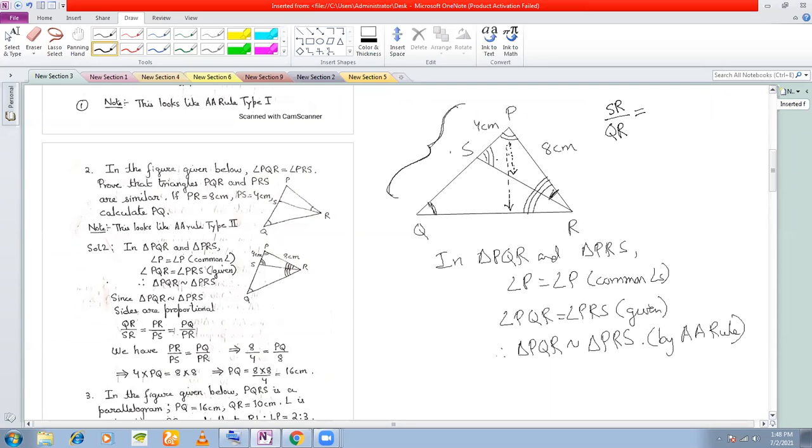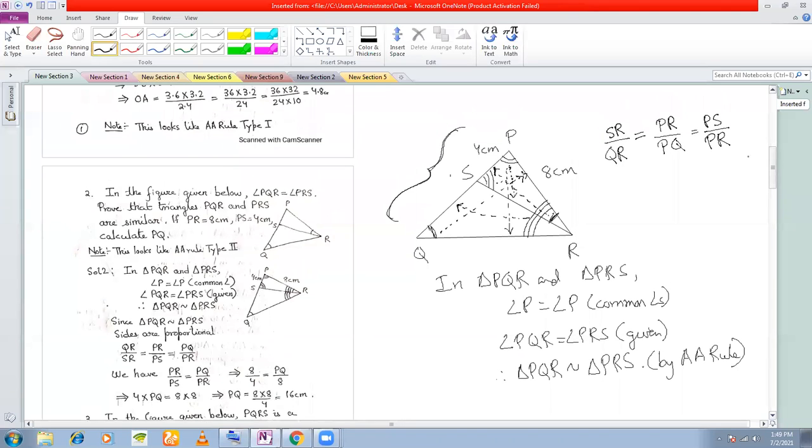Next, opposite to this equal angle in the smaller triangle is this side. So we'll write PR by, and opposite to this angle, which is equal to this angle here, is PQ. Okay. And in the smaller triangle, opposite to this is the side PS, right? And opposite to this angle in the bigger triangle is the side PR.